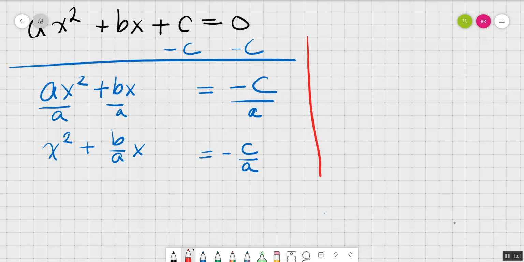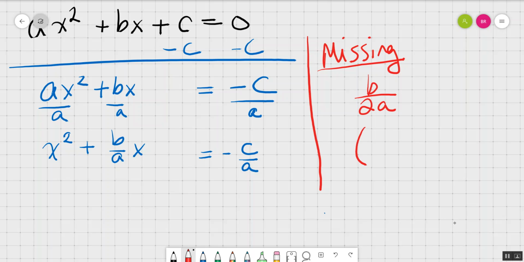Cool. So now I'm going to do the missing number bit to get a perfect square and complete the square. So what's missing? Well, normally what you do is take the thing in front of x and divide it by 2. So b over 2a. And then we square it. And that's what we add. So b squared over 4a squared. Hopefully you're seeing that 4a and thinking, I know where this is going, maybe. So I'm going to add that to both sides.